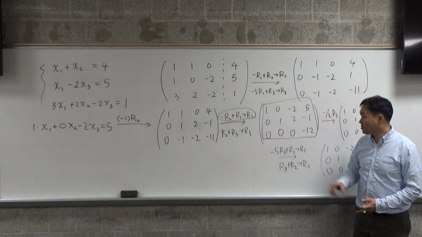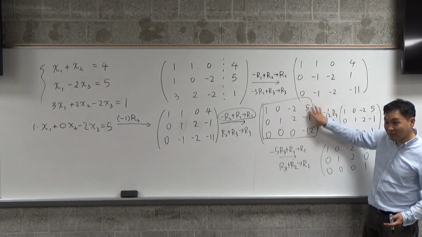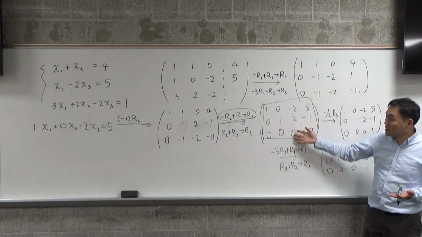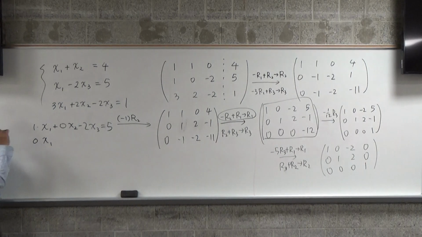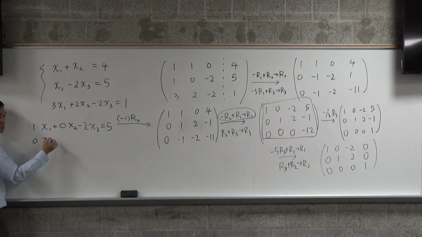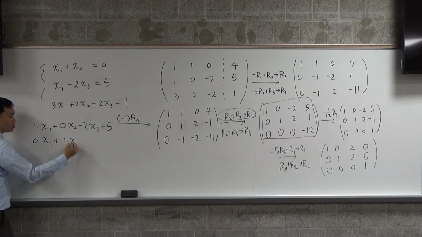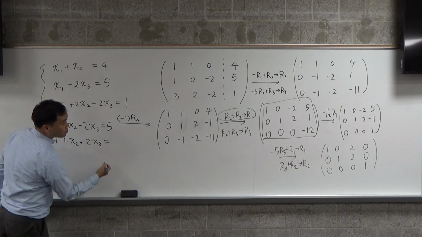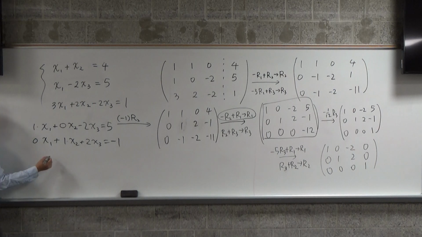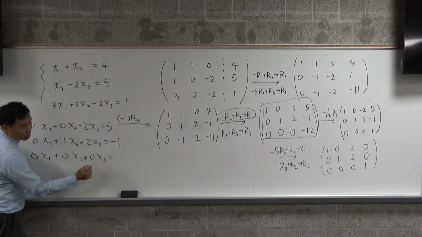These are just coefficients, where this is the constant part on the right side. So I just wrote down whatever that is. And then the next one is saying 0x1 plus 1x2 plus 2x3 equals negative 1. The last one? Plus 0x1, 0x2, 0x3 equals negative 12.